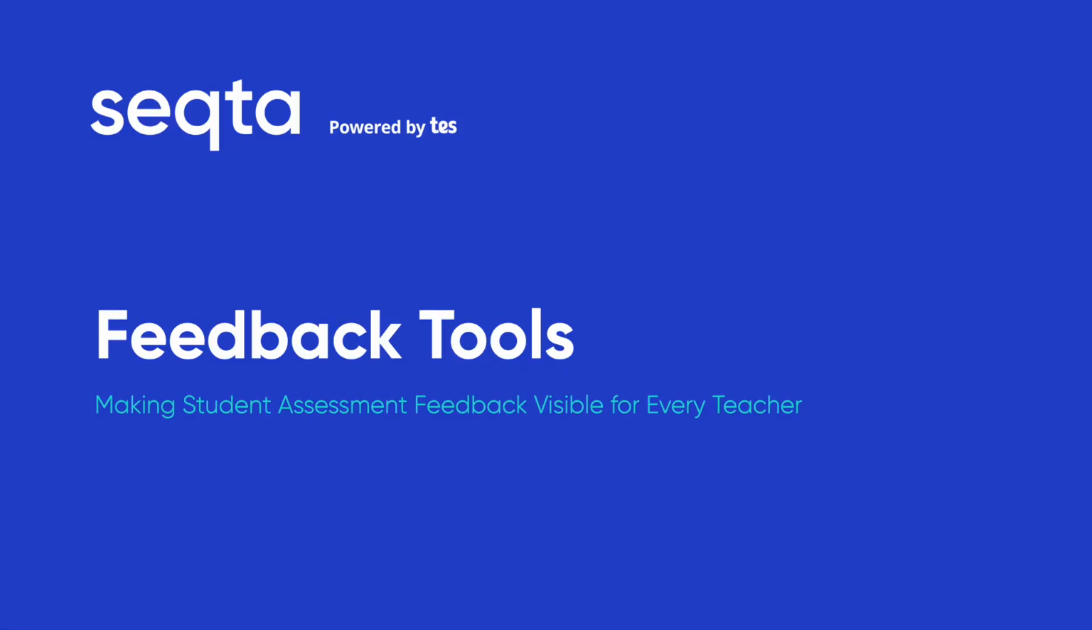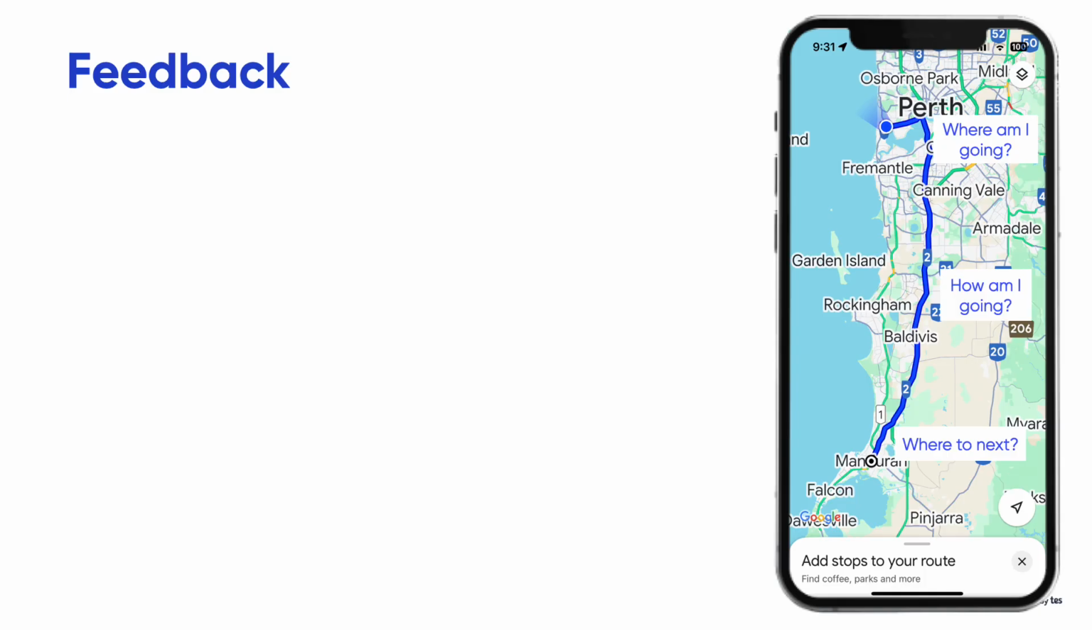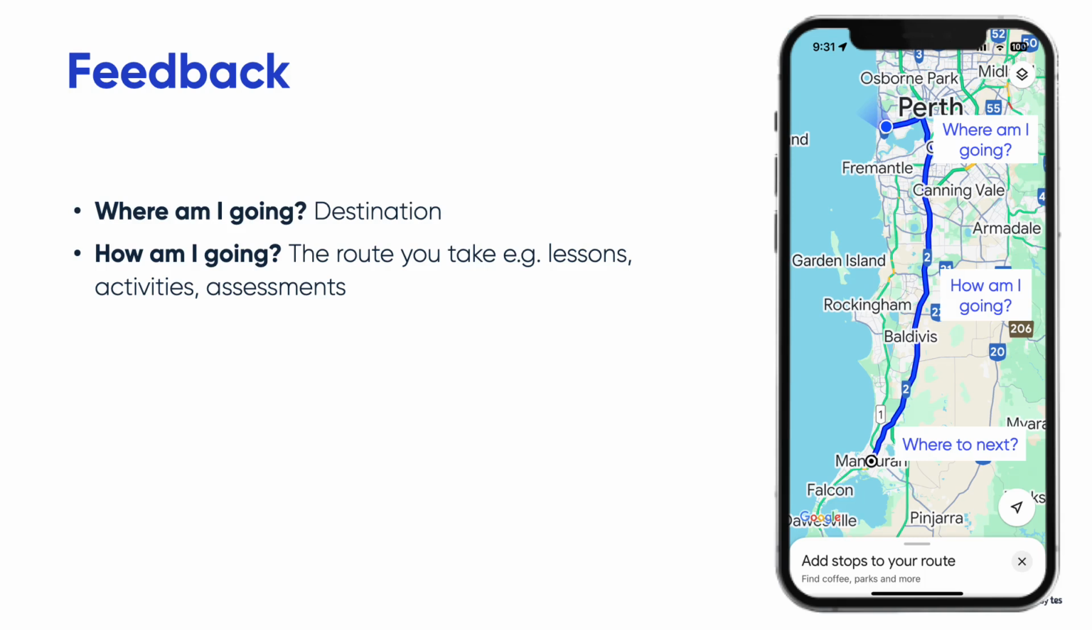SEQTA can make student assessment feedback visible for every teacher. So if we think about going on a journey, we put in our destination. We think about Google Maps here. Where am I going? How am I going? What are the stops along the way?